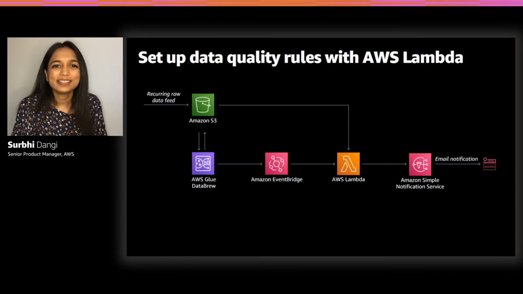Another popular use case that we've seen is data quality, and we see this very commonly with customers that get a lot of data feeds from different providers and are looking to set up business rules. Every time a data set comes in, they first profile it with DataBrew, and then using EventBridge and Lambda functions, you can code up specific business rules that apply to the data.